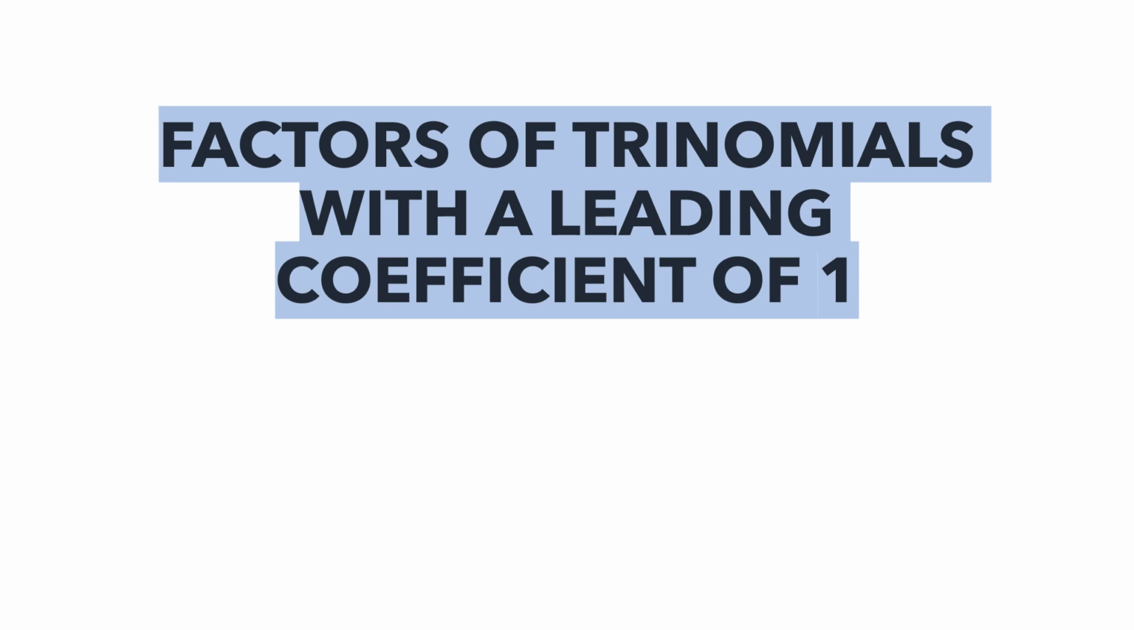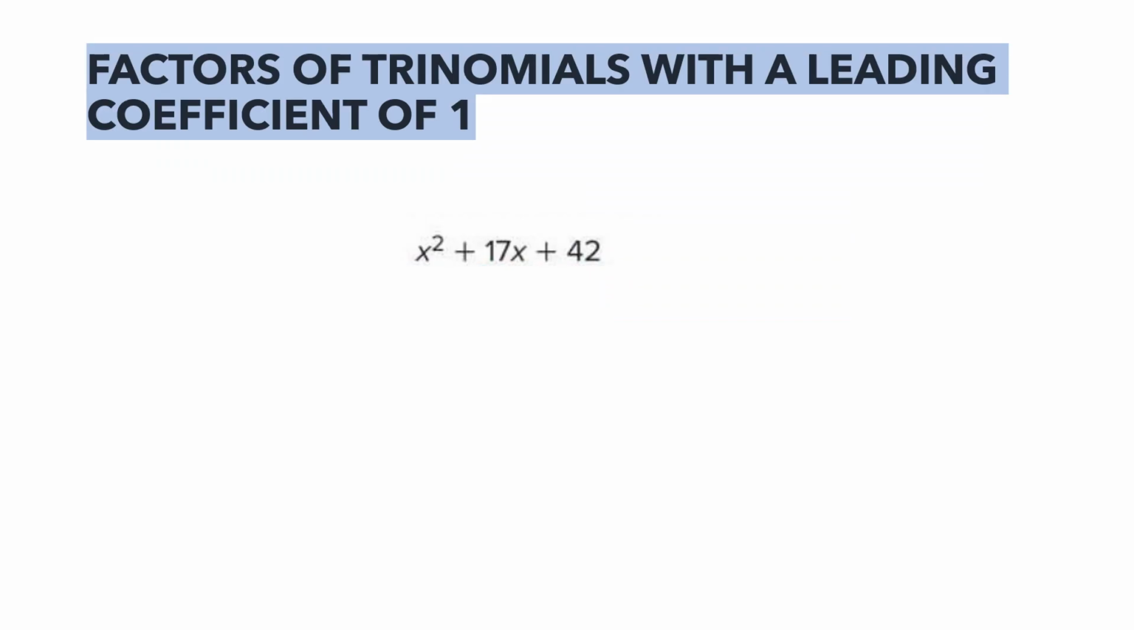Hi, today we're going to learn how to factor trinomials with a leading coefficient of 1. So let's have a look at this example: x squared plus 17x plus 42. We would label every term with a letter like A, B, and C. So we have A for x squared, B for 17x, and C for 42.